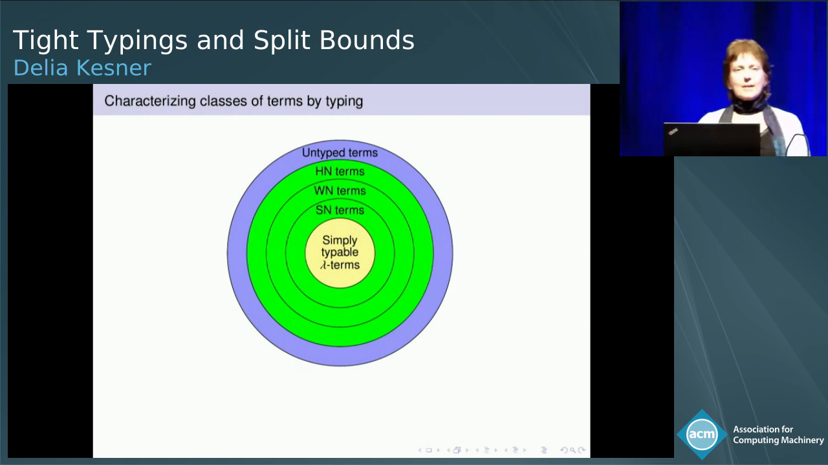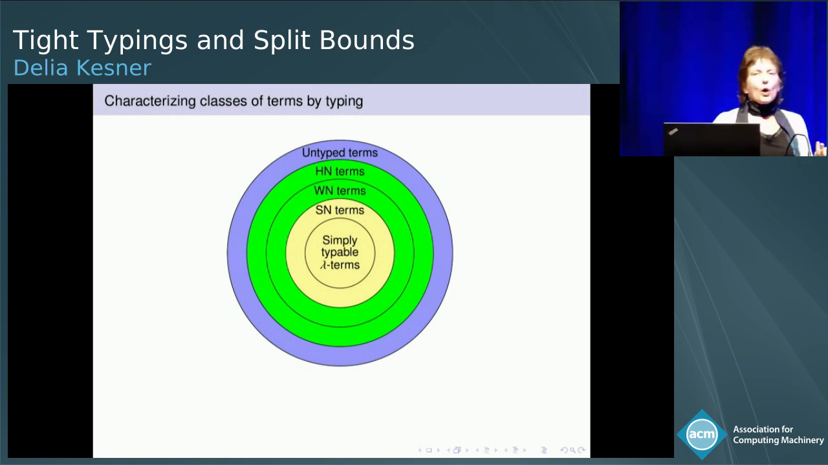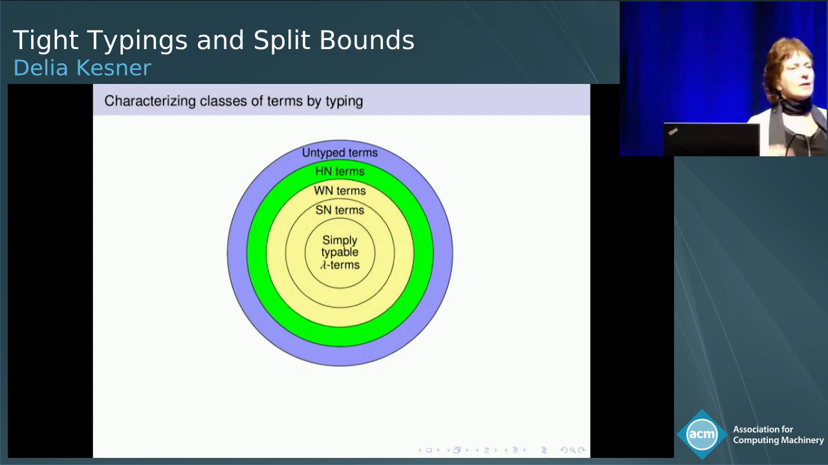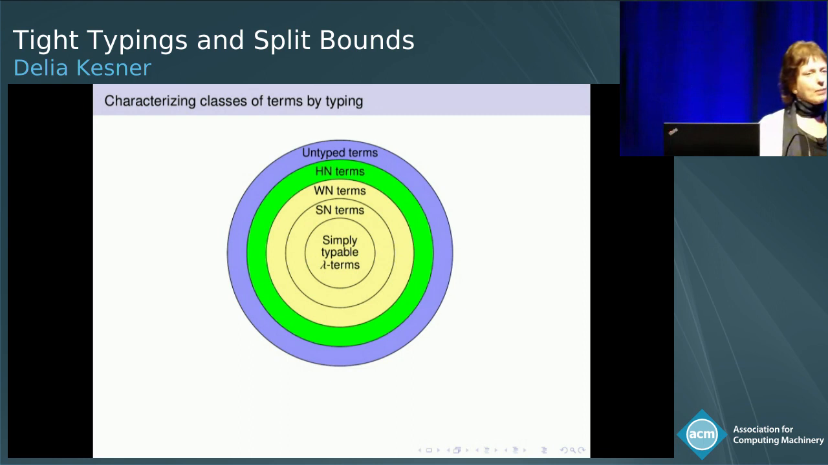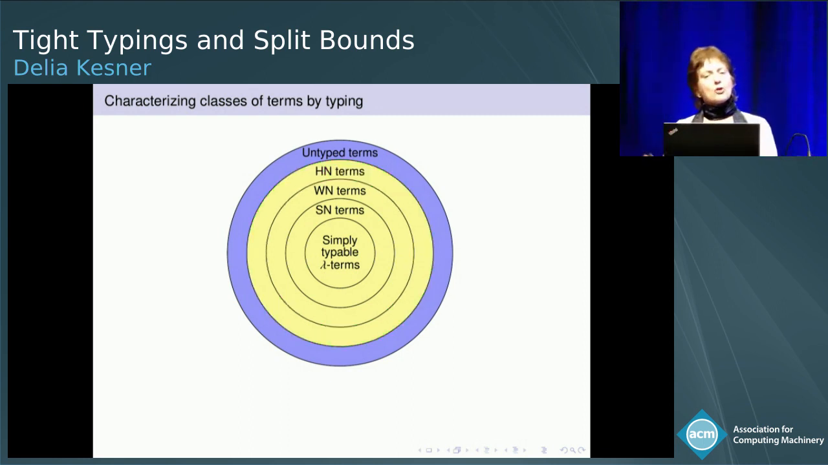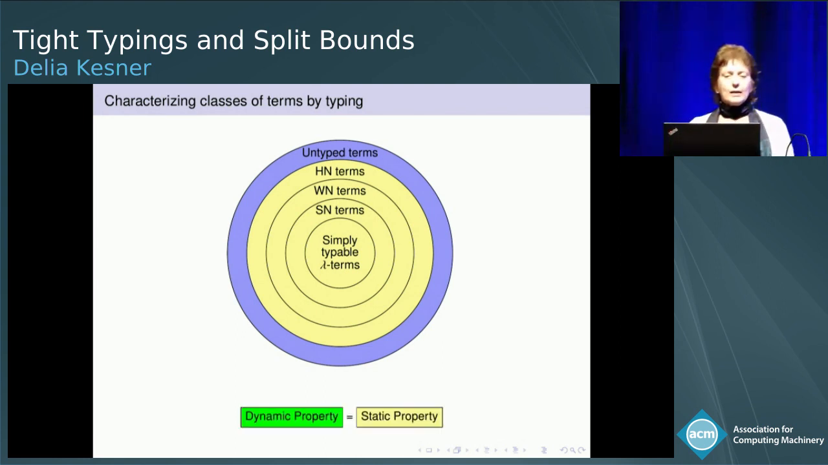So there is a typing system being able to color the set of strongly normalizing terms with yellow. That means that there is a typing system allowing to show that a term is typable if and only if it is strongly normalizing. In the same way, we can paint with yellow the bigger circle, because there is a typing system such that a term in the system is typable if and only if it is weakly normalizing, and so on. This is the kind of game that we are playing. So in this way, the dynamic property becomes, in some sense, a static property, because we are now capturing this property by using typing systems.